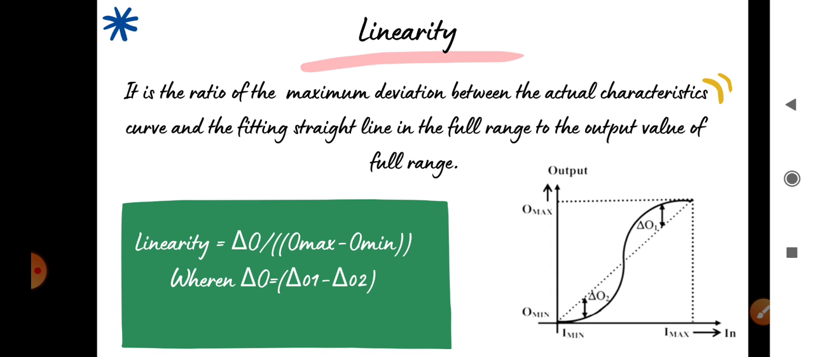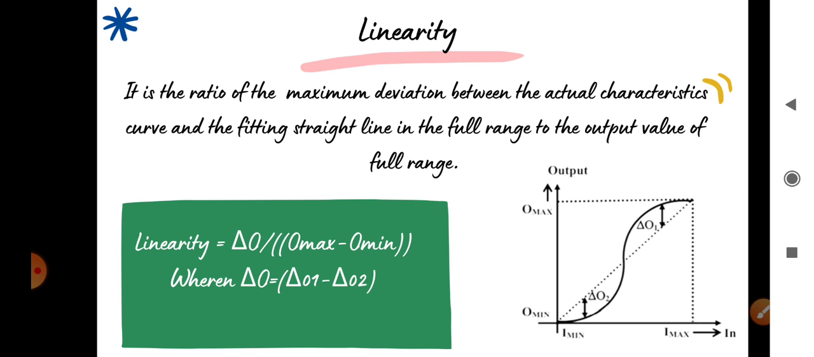Now linearity. It is the ratio of the maximum deviation between the actual characteristic curve and the fitting straight line in the full range to the output value of full range. Means it refers to the degree to which the actual relationship curve between the sensor output and input deviates from the fitting line. So we have to add one line, that is the linear line. With the help of this we can calculate the linearity.